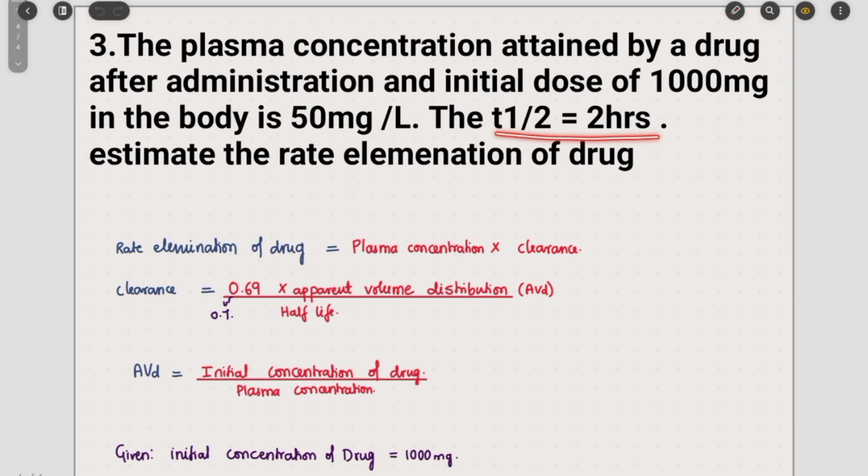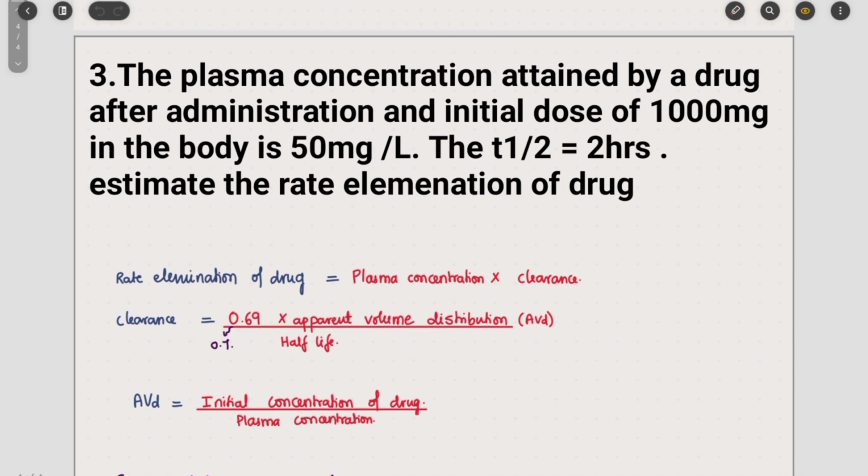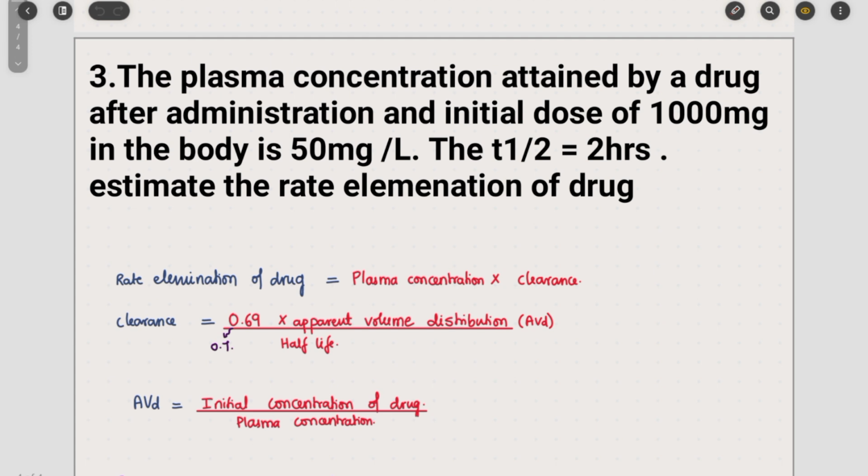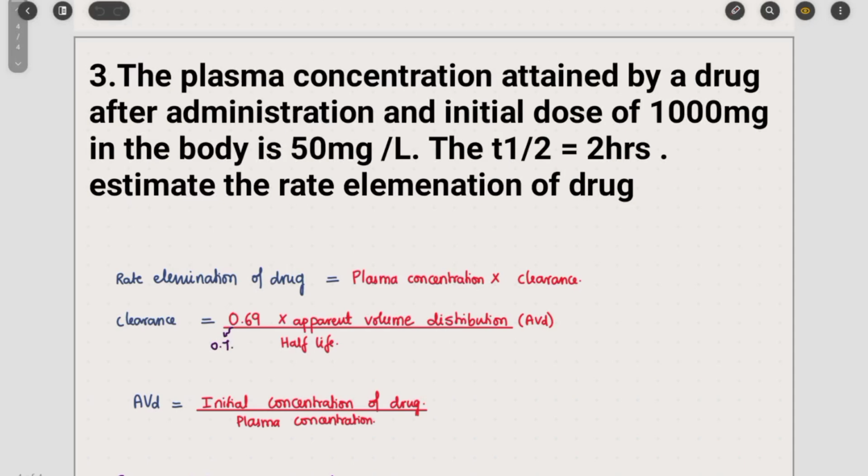What is the T half? That is 2 hours. Estimate the rate of elimination of the drug. We have to calculate the rate of elimination. Okay. First, we should know this is a little bit lengthy question, but they will not give 3 or 4 step questions. They will give questions which can be solved in 2 steps. But sometimes we can't predict, isn't it? So knowing this question is also very important. So you can learn here 3 formulas. This is the question format.